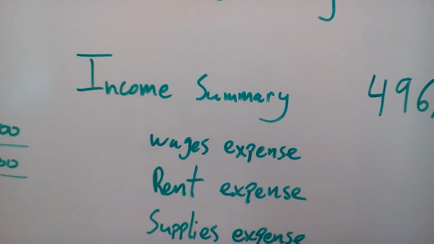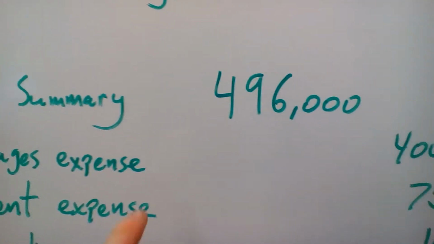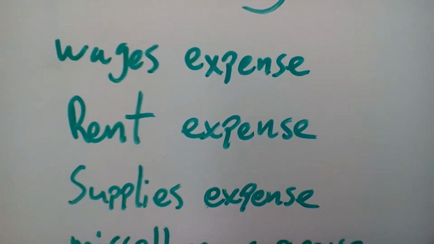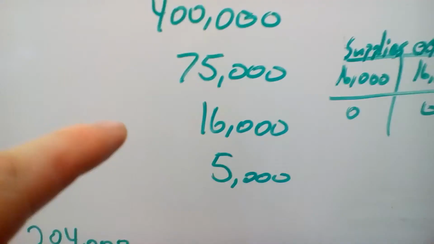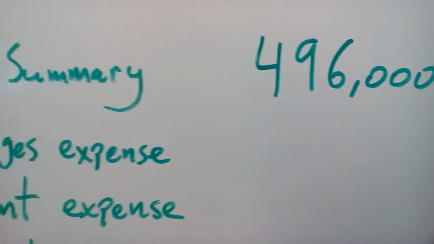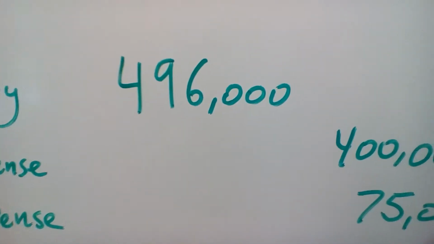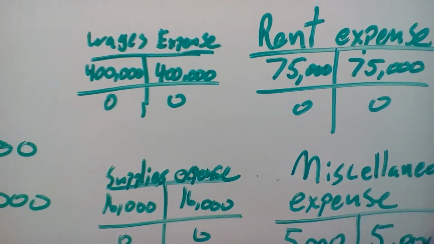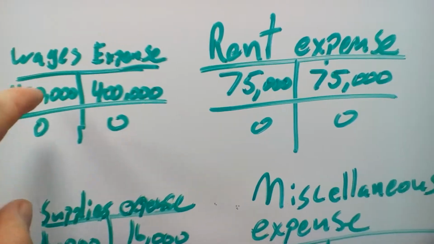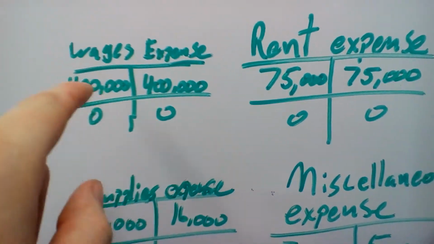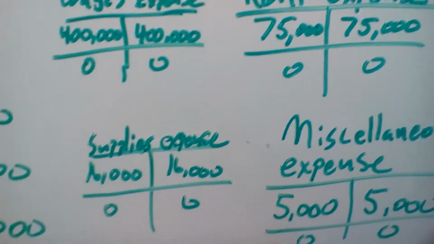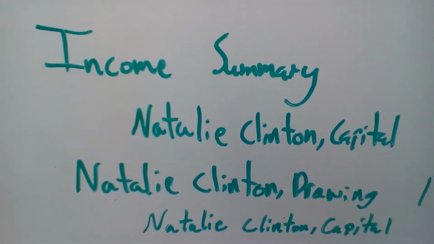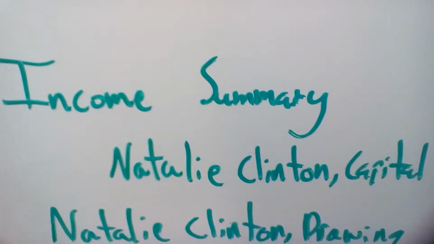The next step is the income summary account, which we debit for all the expenses. All those expenses we just saw, the rent, the wages, the supplies, the miscellaneous, we credit them because they're normally a debit, and we lump them into income summary and debit income summary for 496,000. Each of the T accounts for the expenses used to be a debit, and then we credit them to zero them out. So now they're all zeroed out. Now we have to close out the income summary.